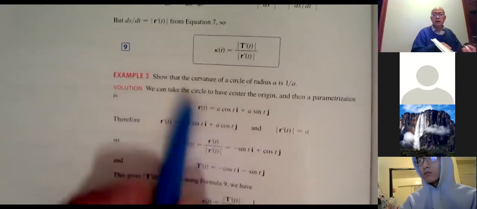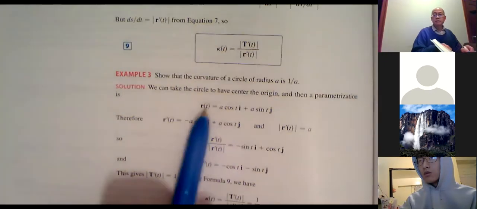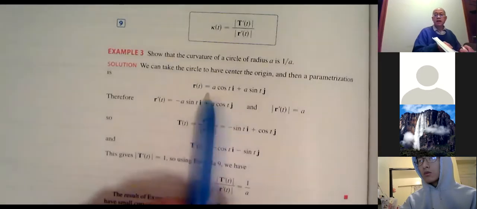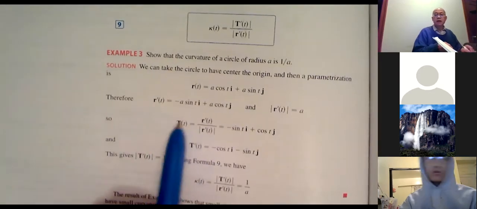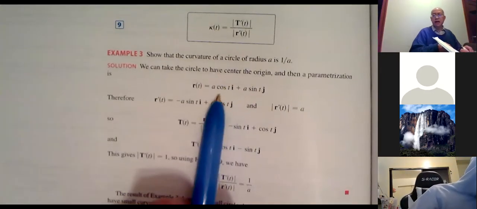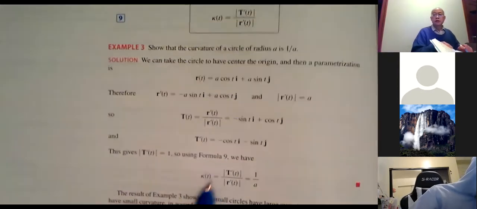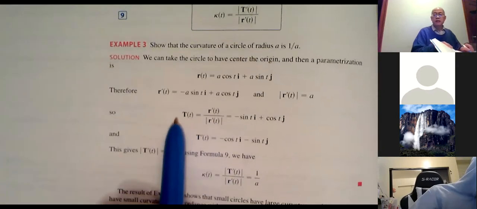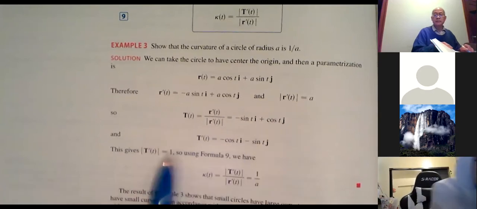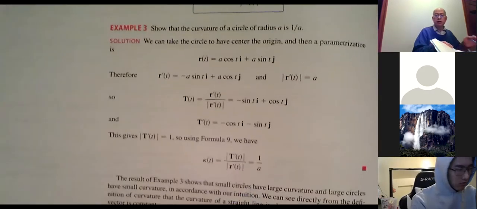As a side note, they show that the curvature of a circle of radius a is 1 over a. So if it's a circle of radius a, they computed r prime. They computed T and T prime. Don't do it now; you'll get plenty of examples of doing this later. So there was kappa. They figured out capital T, the unit tangent vector, r prime divided by the norm of r prime. And they figured out the magnitude of T prime came out to be 1 over a.